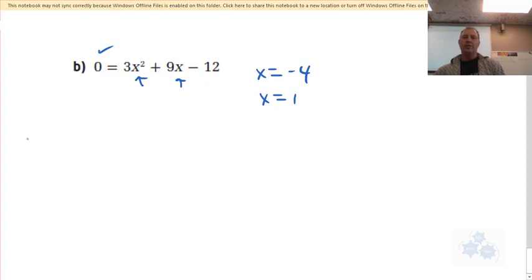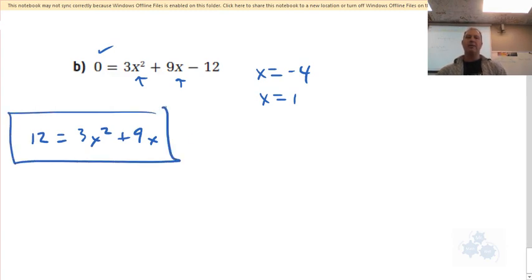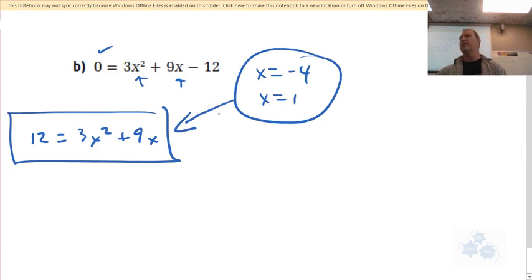This doesn't equal 0. Let's say we had something like this. 12 equals 3x squared plus 9x. This is actually the exact same equation. Things are just moved around a bit. Okay? Girls in the back, listen please. Very, very important. This is the exact same question. It's just that the terms are moved around a little bit. The solutions for this equation are the exact same.